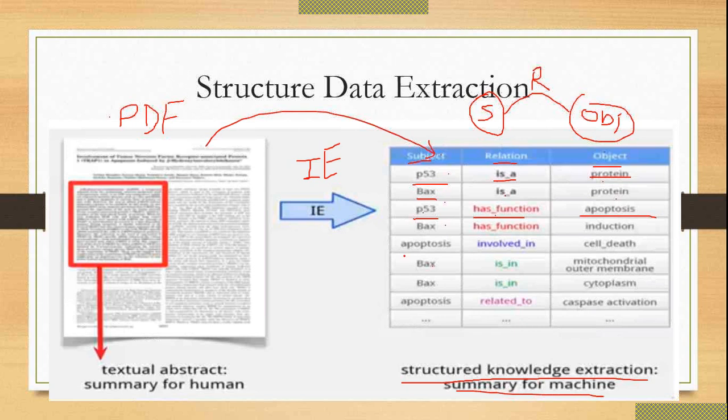Then apoptosis is involved in cell death. So when the cells die, this particular object has been used, that is apoptosis. Such kind of information you can find out from this unstructured data and make it into machine readable format.